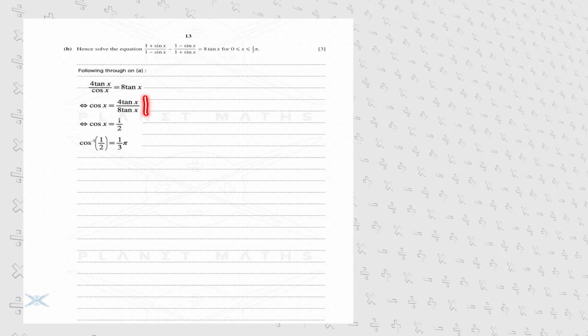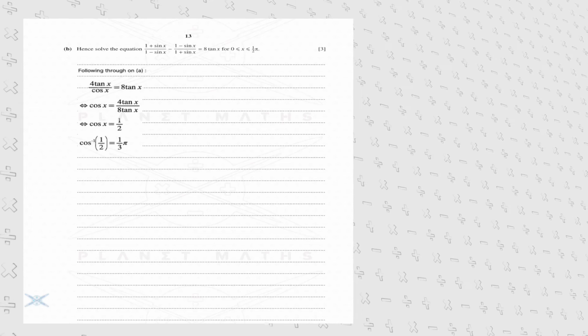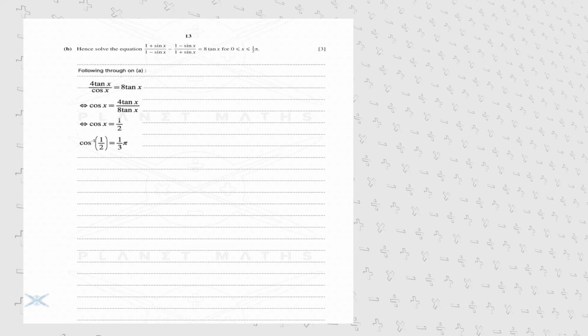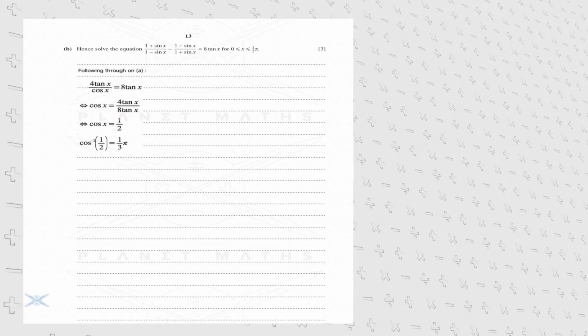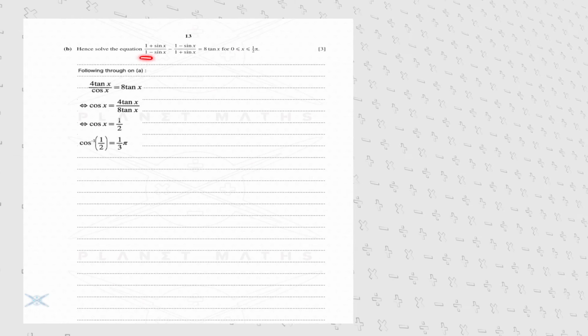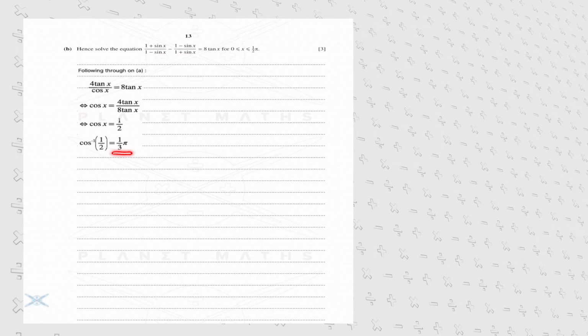In the next step we will rearrange our equation for cosine x and simplify the right hand side of the equation. Now using our calculators, and please be mindful that the mode needs to be set to radians, we should conclude that this equation has a solution for x equals 1/3 pi.